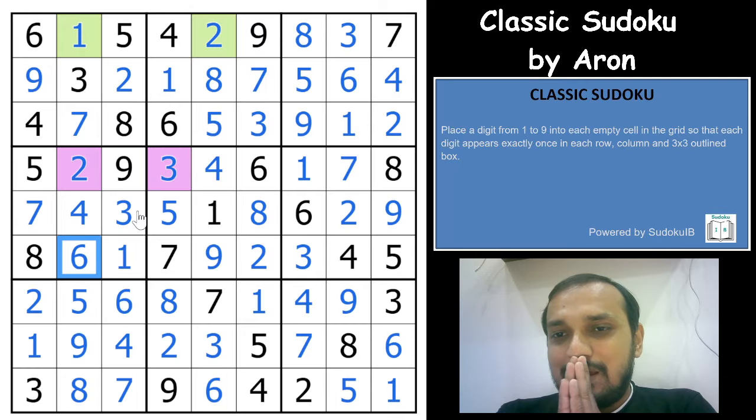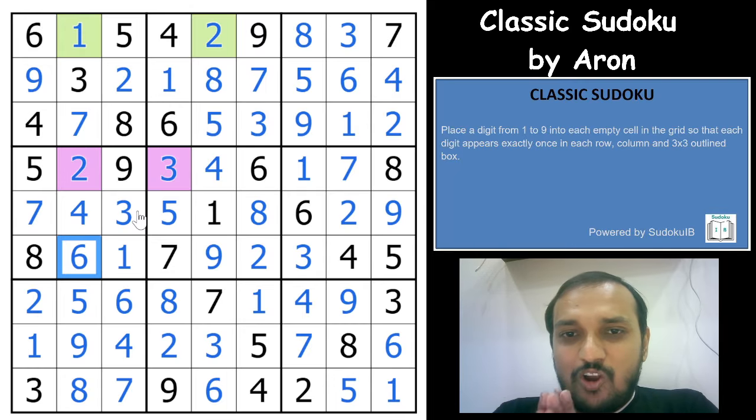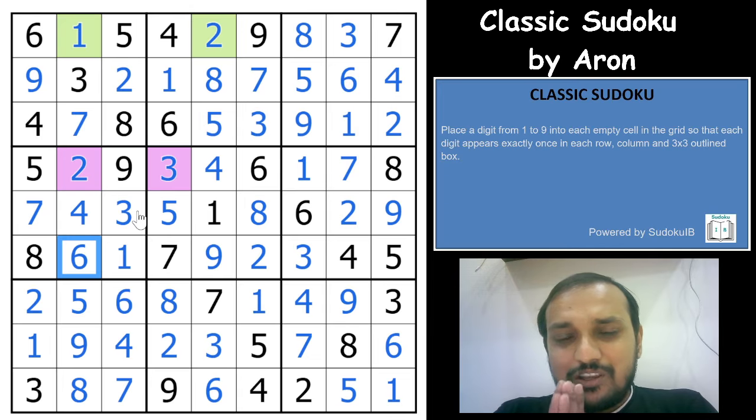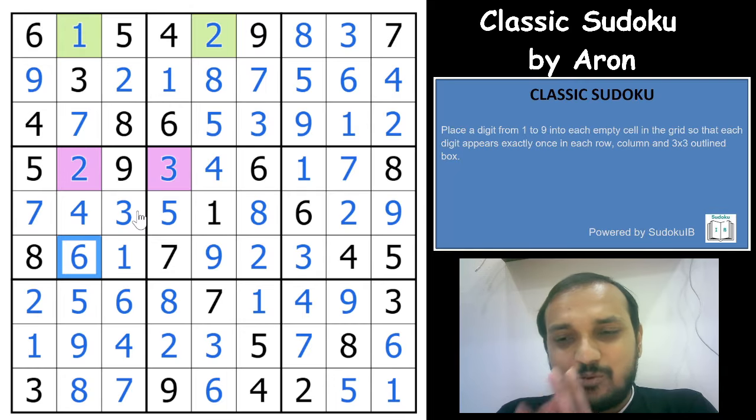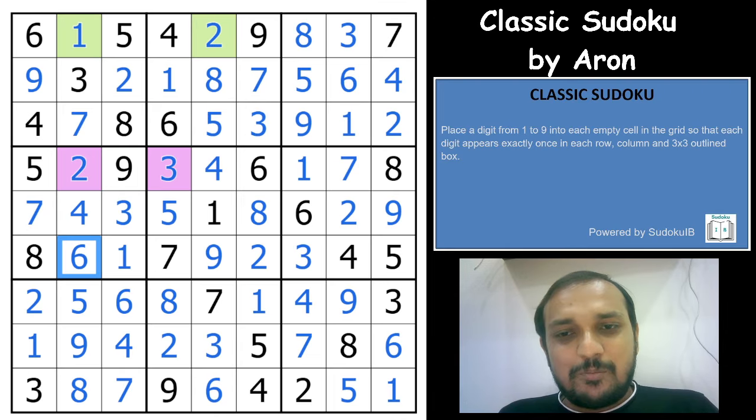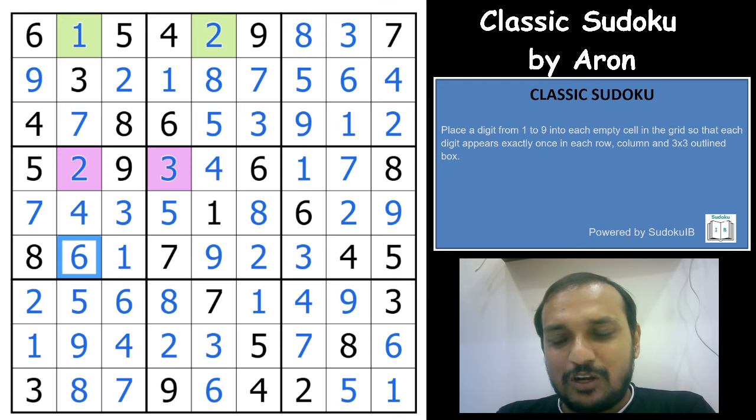Amazing piece of logic by Aron. This was really a locked door. Unlocking this door was really difficult for me as well, but it was really worth it. I would say it was really worth it. It couldn't have been better. So thanks a lot, Aron, for such a wonderful Sudoku.